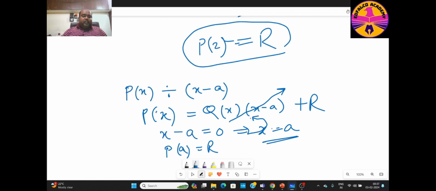So I will just need to take the polynomial with which the division was to be done and equate it to 0. I get the value of x. And if I just substitute that value of x, the value of a, in the polynomial, I will get the remainder that should actually be obtained when this polynomial is divided by x minus a. So that is what this remainder theorem is telling in short.